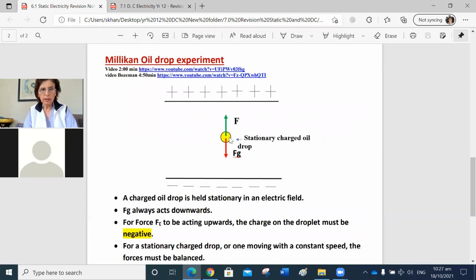If it is stationary, that means the forces acting on this charged object are balanced. What are the forces? Gravity force is always downward, and because it's an electric field, there will be an electric force which will be upwards. It could be stationary or moving with a constant speed, upwards or downwards, because that's the condition for balanced forces. So F electric is equal to Fg.